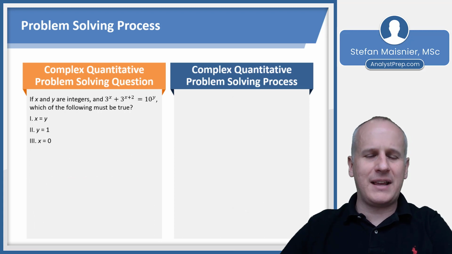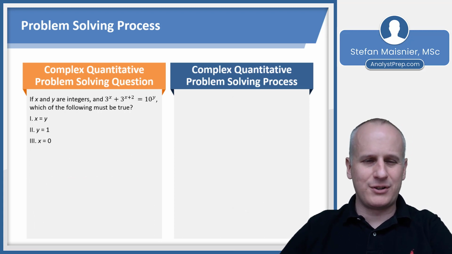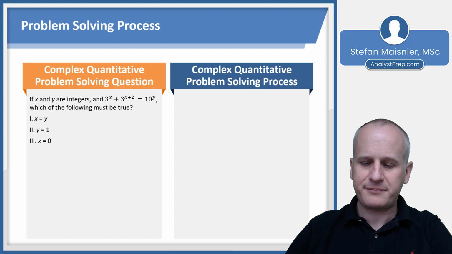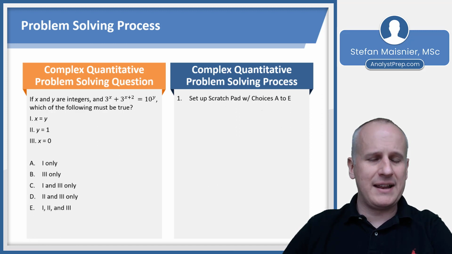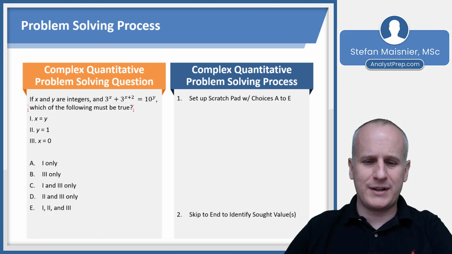Now, a more complex quantitative problem-solving question looks like what we have on the left-hand side here with those Roman numerals that I alluded to earlier. But our process is still going to be the same. We're going to set up the scratch pad with the choices A through E, and you'll note that there are interesting combinations of what are allowed for those Roman numerals. And I would recommend that you write out the Roman numeral combinations, because that can help inform which Roman numerals you want to work through first.